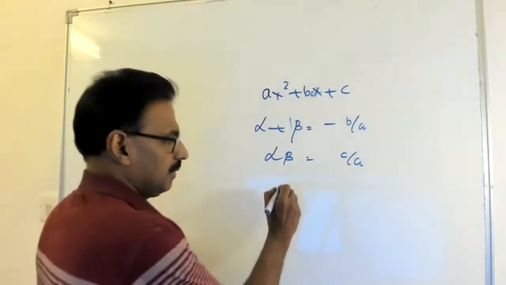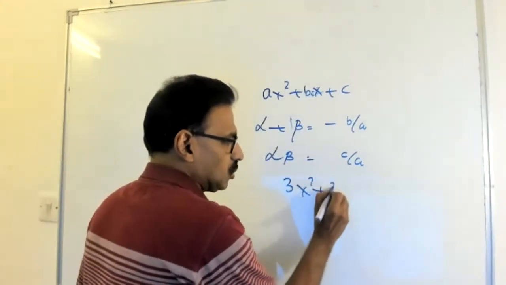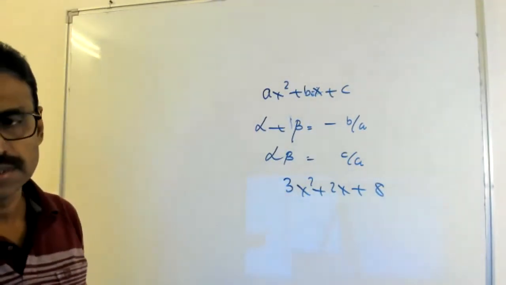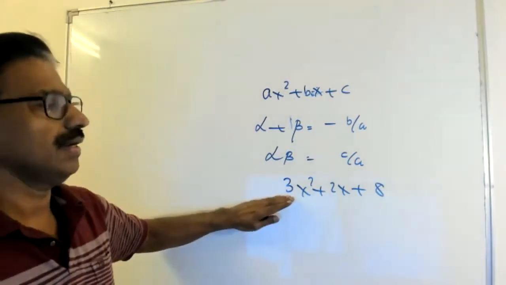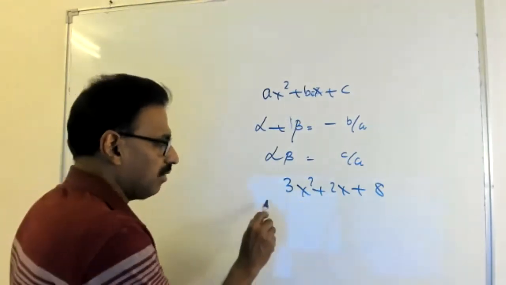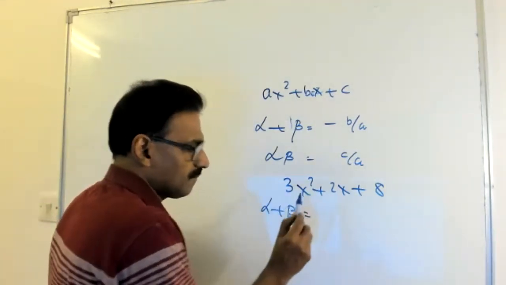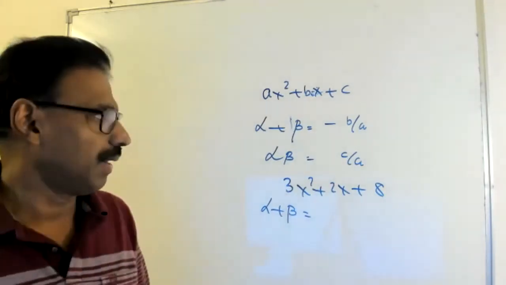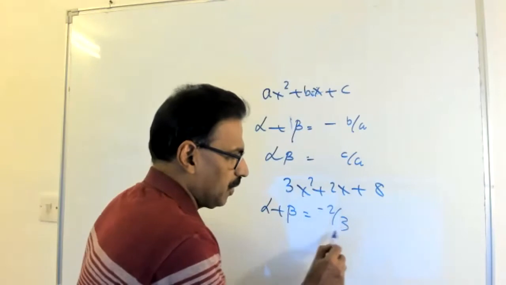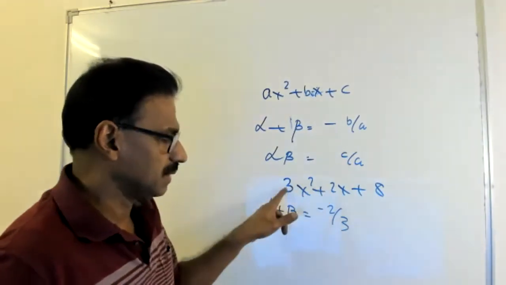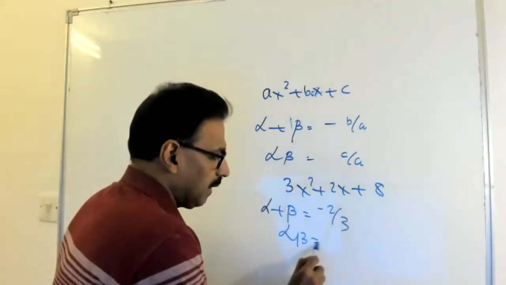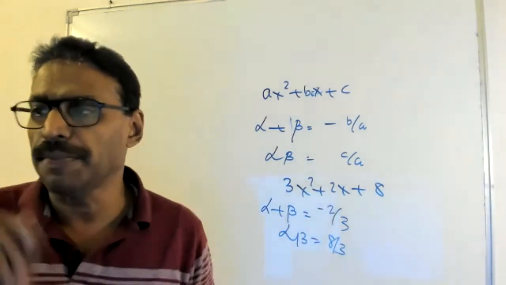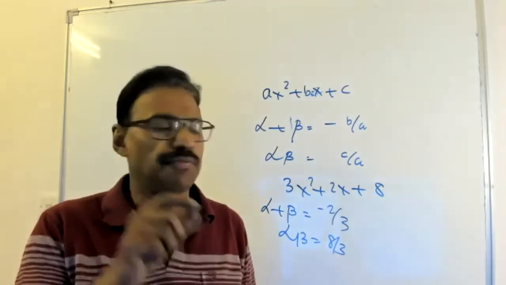The sum of the zeros is minus b by a and the product is c by a. For example, 3x square plus 2x plus 8, just a dummy question. What is alpha plus beta? Minus 2 by 3, because this is 3. Alpha beta is 8 by 3. So you have to remember this: alpha plus beta is minus b by a, alpha beta is c by a.